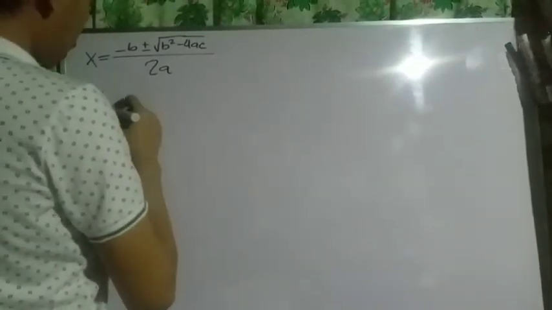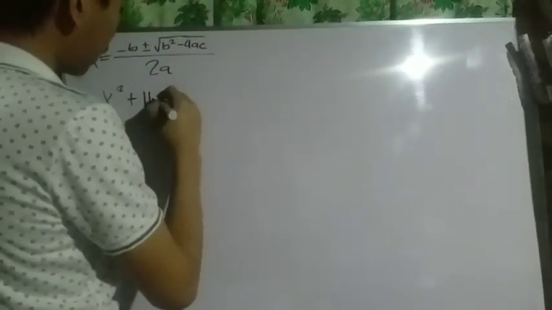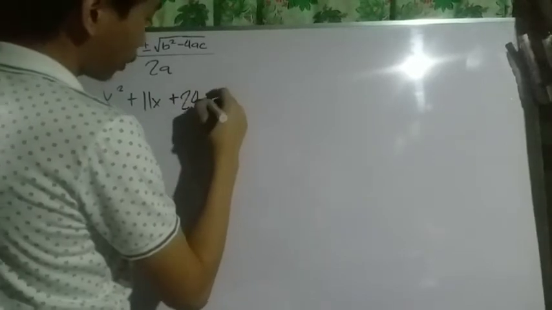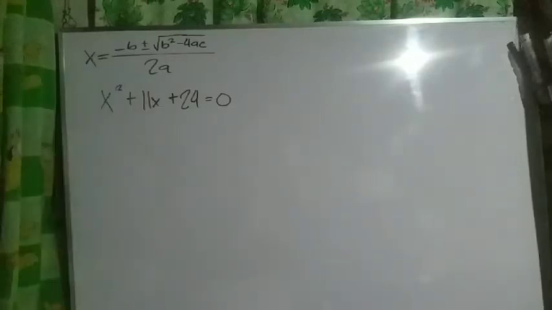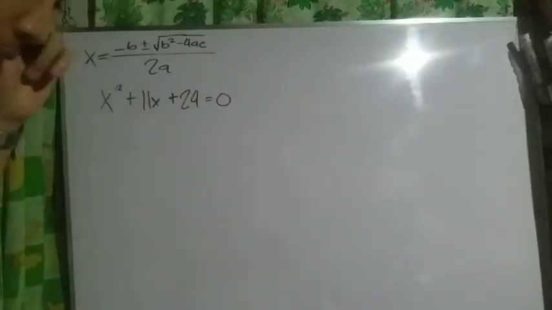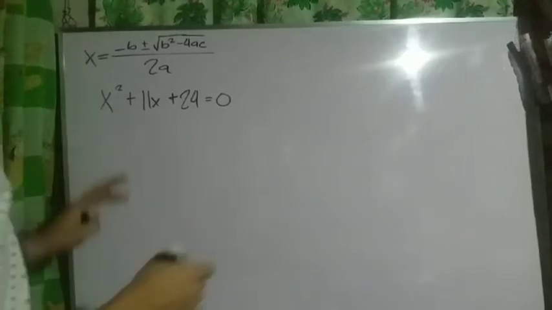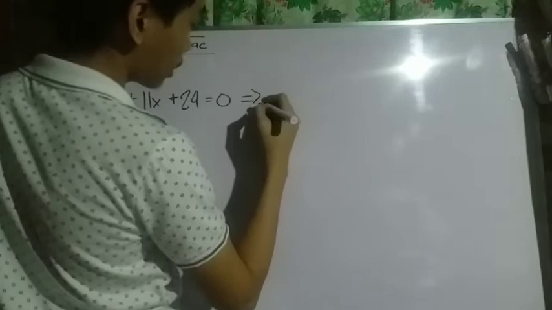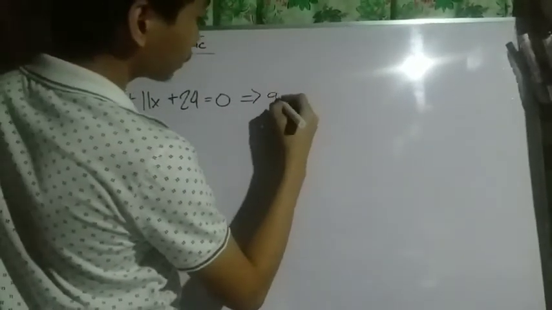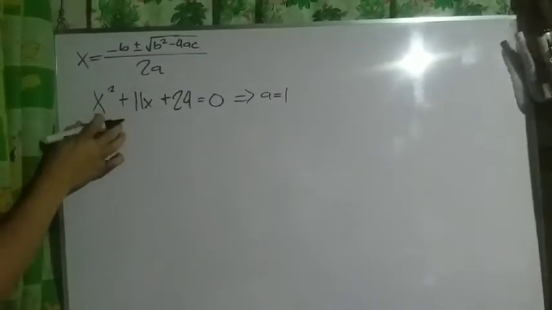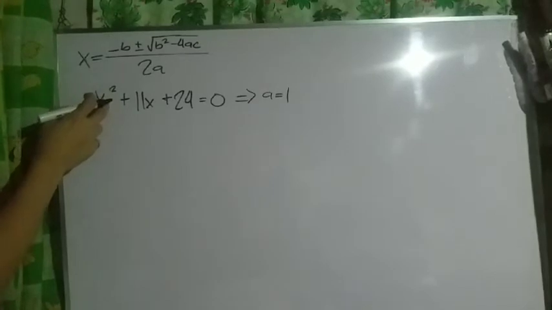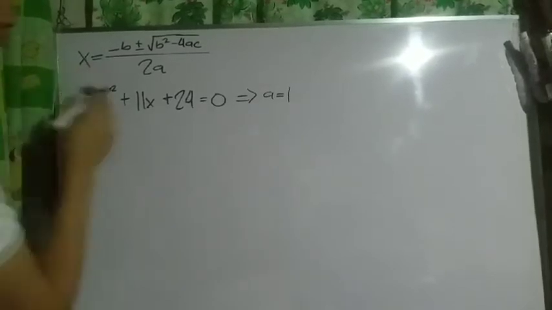For our first example, it is x squared plus 11x plus 24 is equal to 0. So first step, we will find the variables a, b, and c. So for a, it is equal to 1, because here for variable a, it is the first term. So the coefficient of x squared is 1.